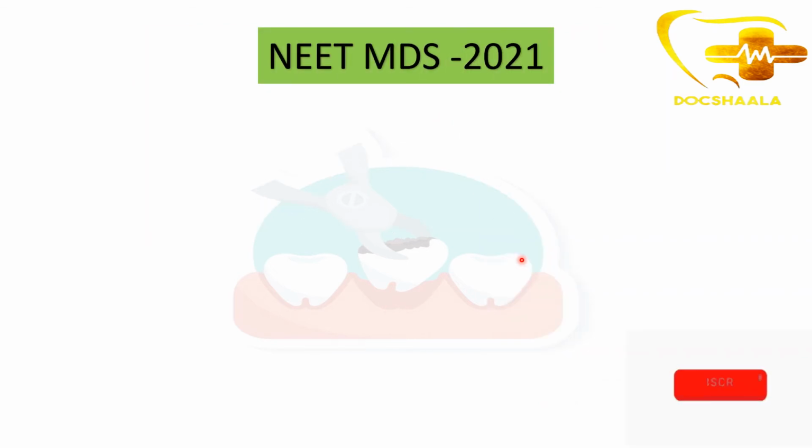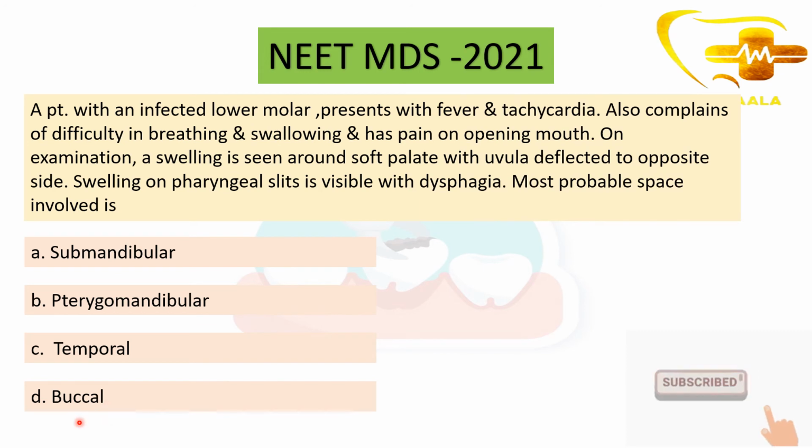Then coming back to the question. So what have they asked? Basically, when you are given a clinical question, please keep in mind that you need to check with every point, like every sign and symptom that he has given, so as to arrive at the answer. Okay, so the patient with a lower infected molar. What are all the spaces associated with a lower infected molar? Submandibular, pterygomandibular and buccal, right? Temporal is ruled out here itself.